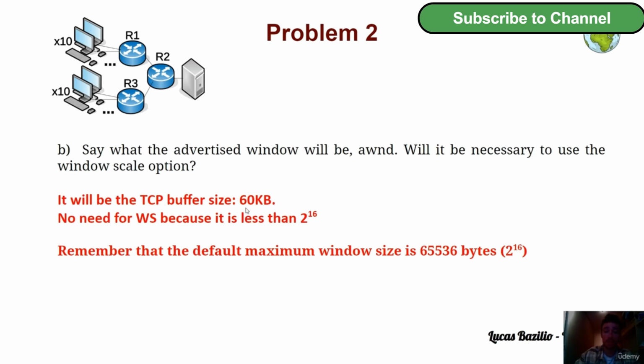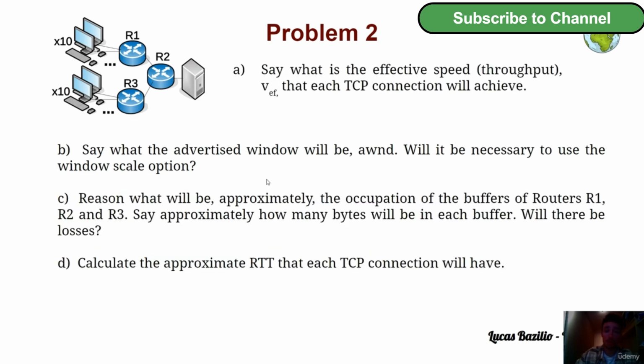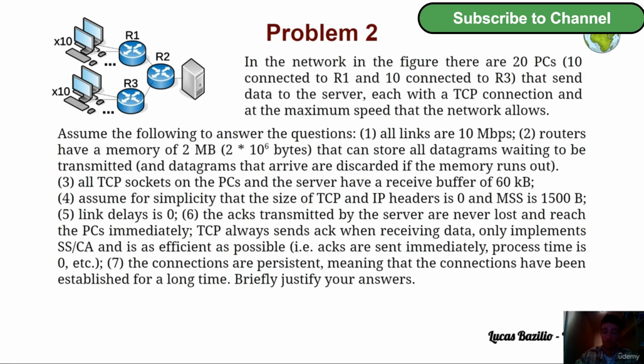In fact, here 60 kilobytes is equal to 60,000 bytes, and so again, this is smaller than 65,536 bytes. So we conclude that we don't need to use Window Scale for this situation. And so with this, we solve question B, also a very short question and easy to solve.